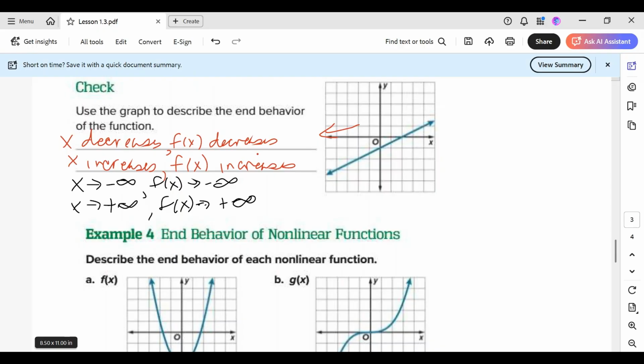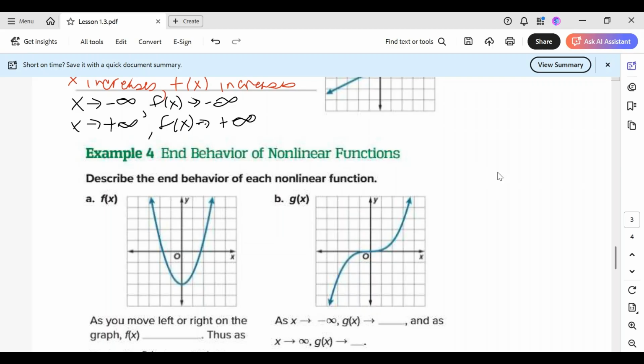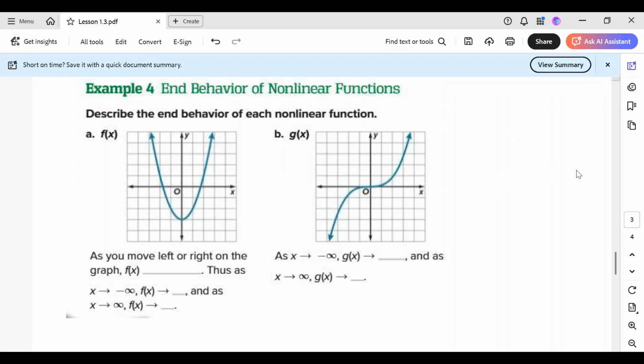In example 4, they want us to find the end behavior of nonlinear functions, which means they are our curved graphs, our curvature ones. When we look at our end behavior here, as we're going to the left and to the right, negative and positive, notice that our graph is opening up. So f of x is always going to increase in this format. As x goes to negative infinity, f of x goes to positive infinity. As x goes to positive infinity, f of x goes to positive infinity.